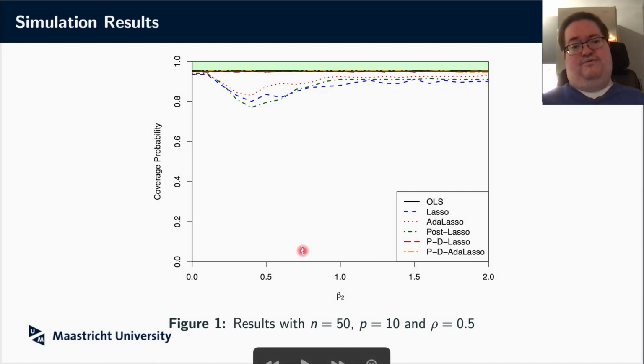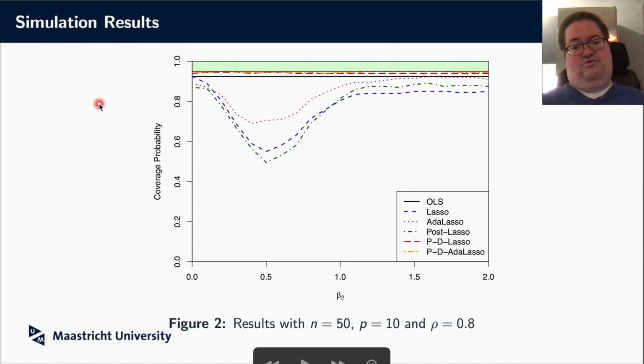Well, this is the same graph as we had last week, where we had least squares, just the black line here. We have lasso, adaptive lasso, and post-lasso, which have this bump here, where for smallish beta 2s they have this problem that the beta 2 is large enough to cause omitted variable bias, but not large enough to be selected. And then we have the post-double lasso and the post-double adaptive lasso. Now you might wonder where they are, because you can't see them on the graph. Well, the reason is, if you look carefully, that they are spot on the 95% coverage probability. So it completely solves your problem here.